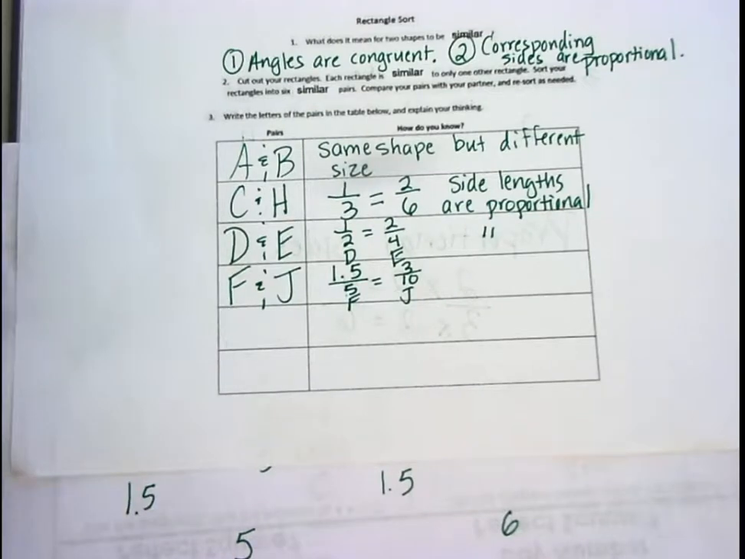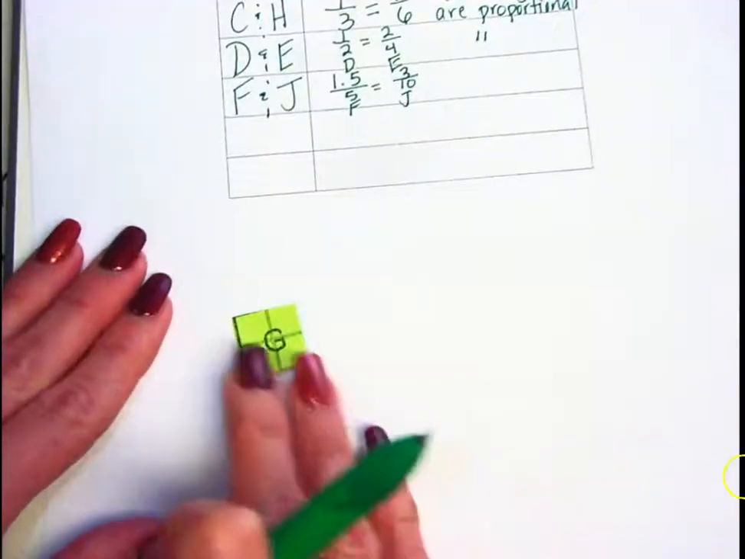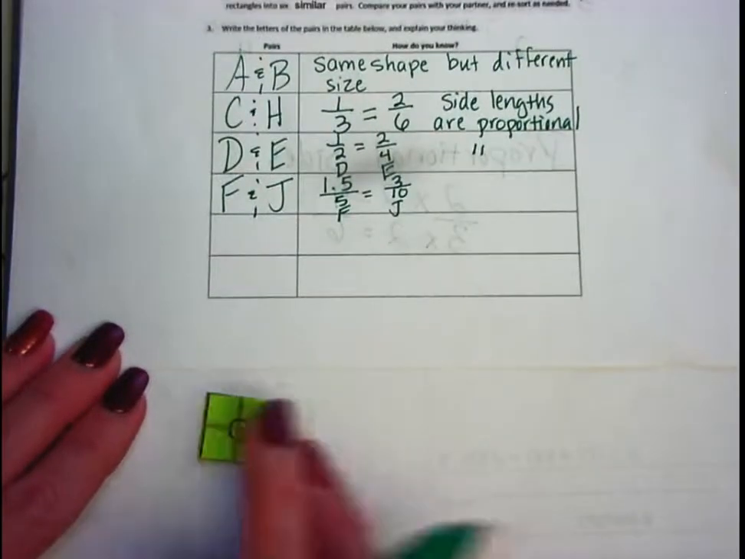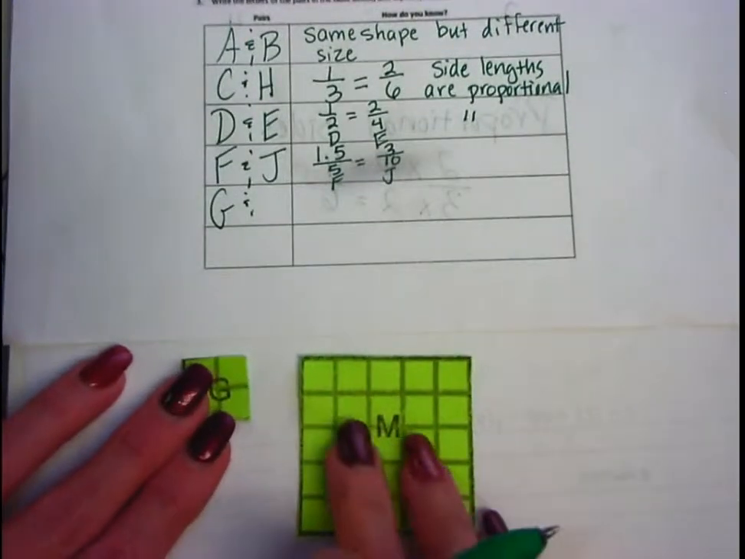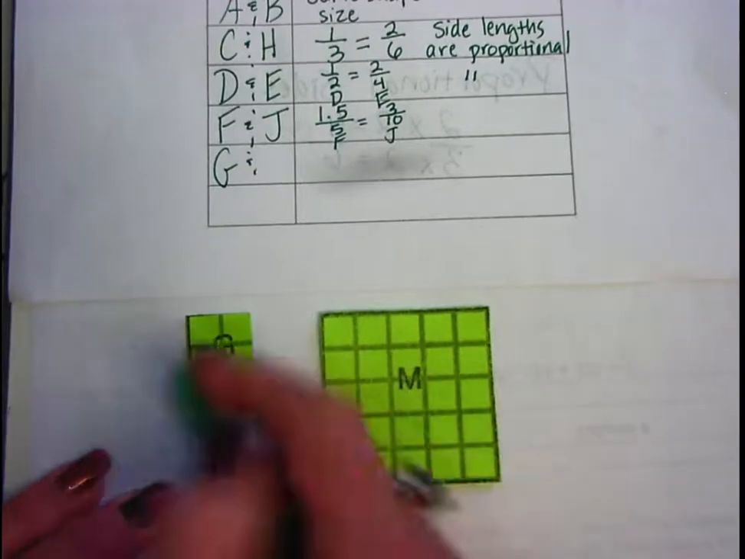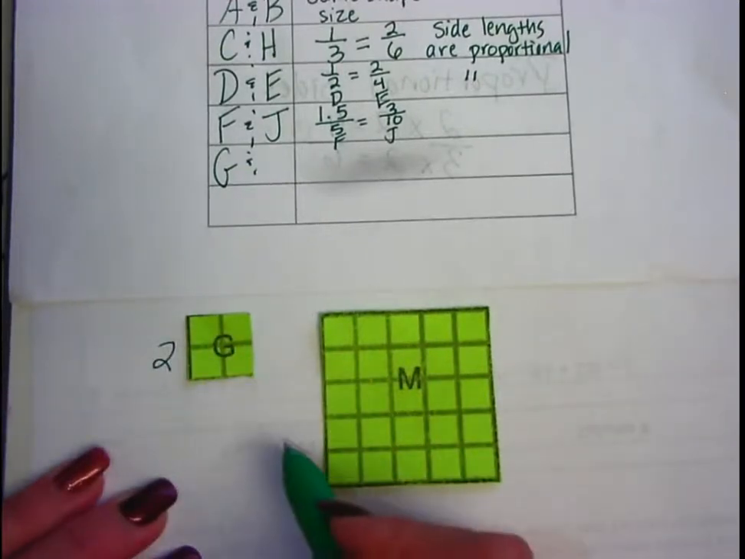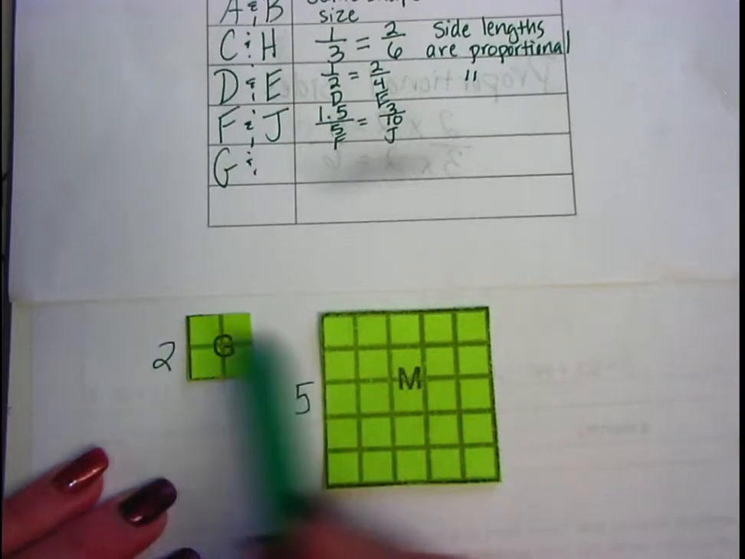All right, let's take G. Take G and figure out which one goes with that. What shape goes with G? Julia? So she says M, okay? How could you prove to me that these two shapes are proportional? Side length of G is 2. It's 5. So the corresponding side, so the way they're lined up, 2 goes with 5.